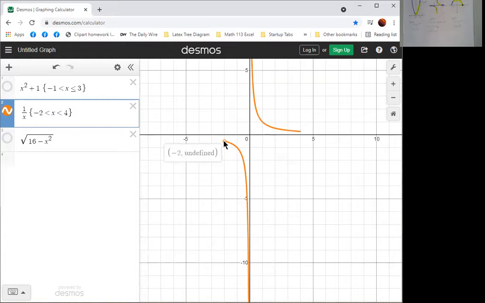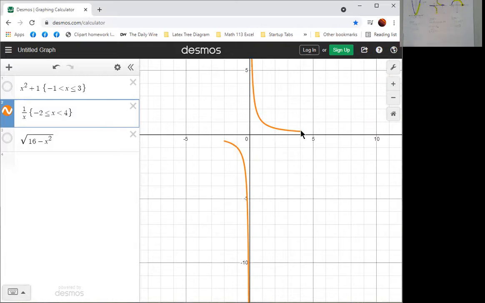So it doesn't include that y value, but we do need to figure out what that is. And I can do that by just changing this for a second. And so that tells me that negative 0.5, negative 1/2, is kind of this piece here. So negative infinity to negative 1/2.